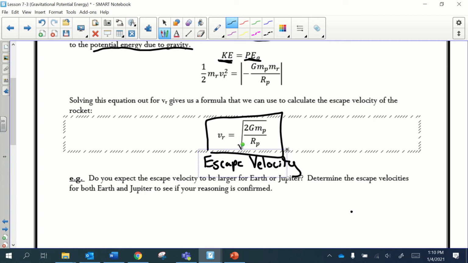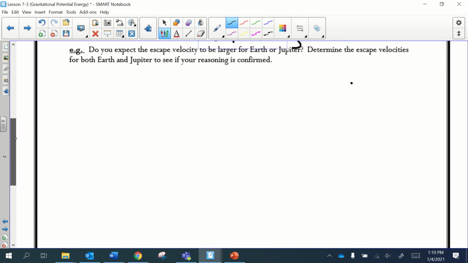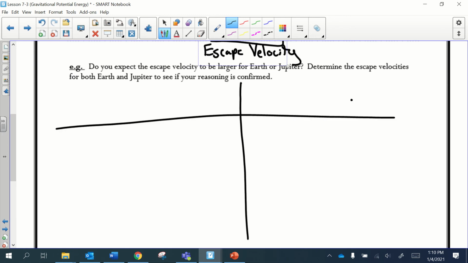So, do you expect the escape velocity to be larger for Earth or Jupiter? Determine the escape velocities for both Earth and Jupiter. Let's do exactly that. For Earth, and for Jupiter.